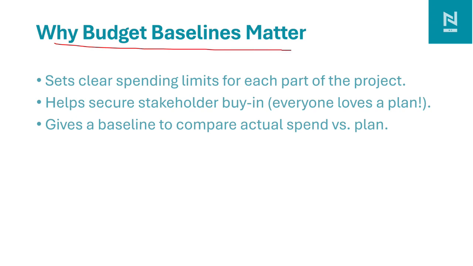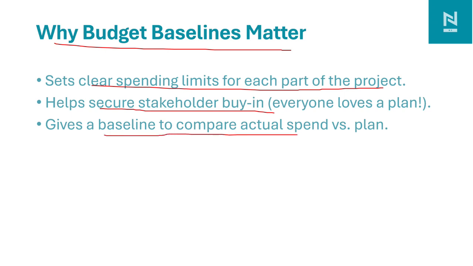Why does a budget baseline matter? We need to set clear spending limits for each part of the project. Every financial year, we need to tell the stakeholders what we are spending on and what activities we are doing. So we need to secure stakeholder buy-in, so that everyone loves the plan and they know what they are getting with that value. And the baseline helps to compare the actual spend versus the plan. For example, we can calculate CPI or SPI, which helps to track the value of the project.